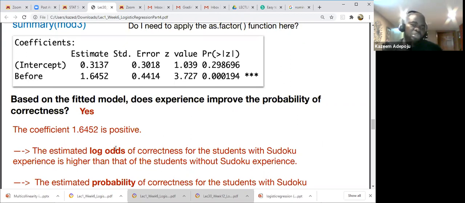Now, let me tell you this. What we're talking about is just at the log of the odds ratio. What do I have in the ratio? What I have in the ratio is what I have at the top. The numerator is experience, those who have the knowledge of it before, divided by those who do not have the knowledge. And that's exactly what I'm trying to talk about right here.